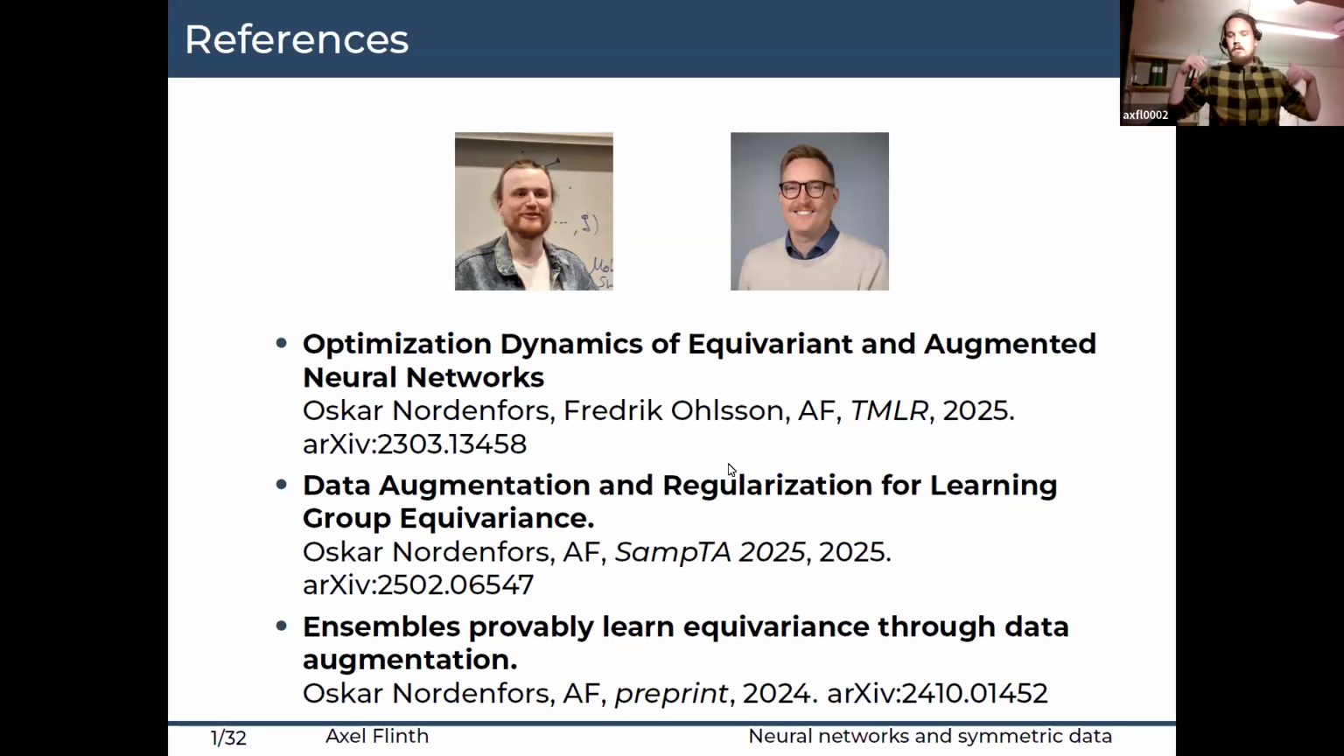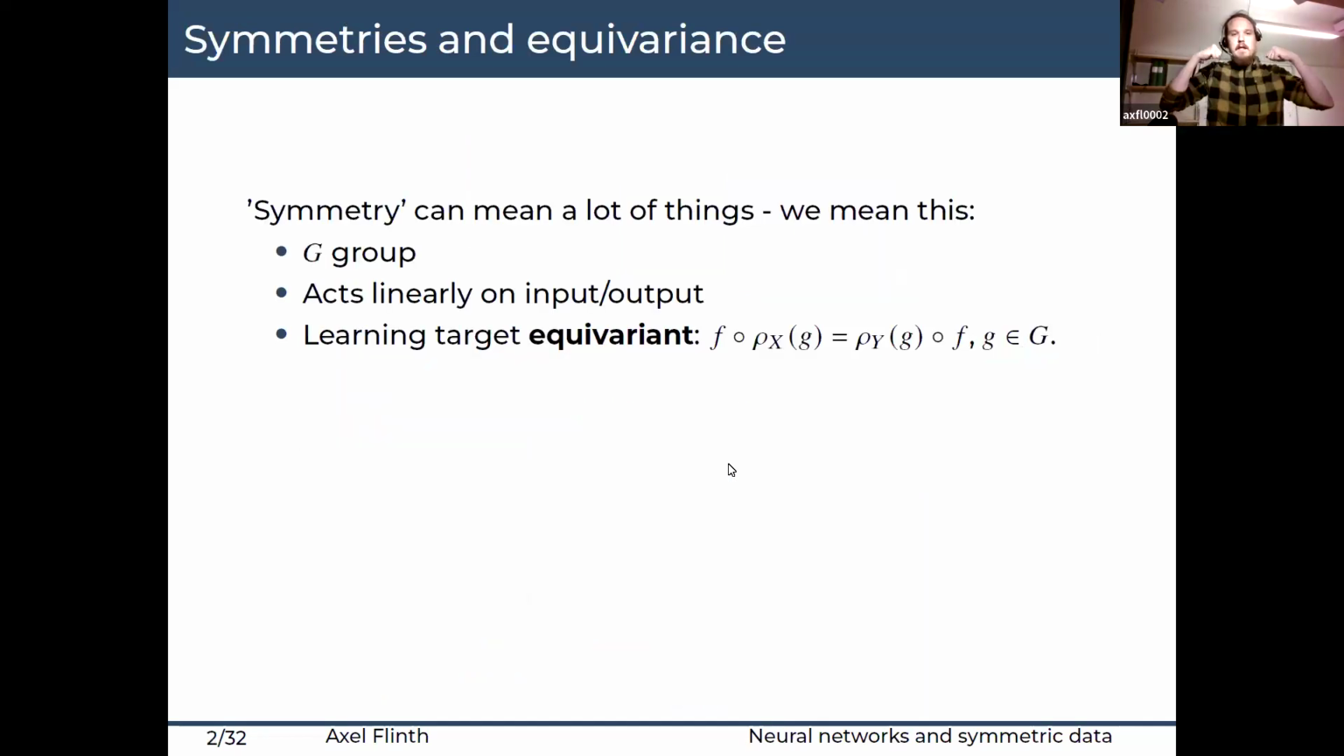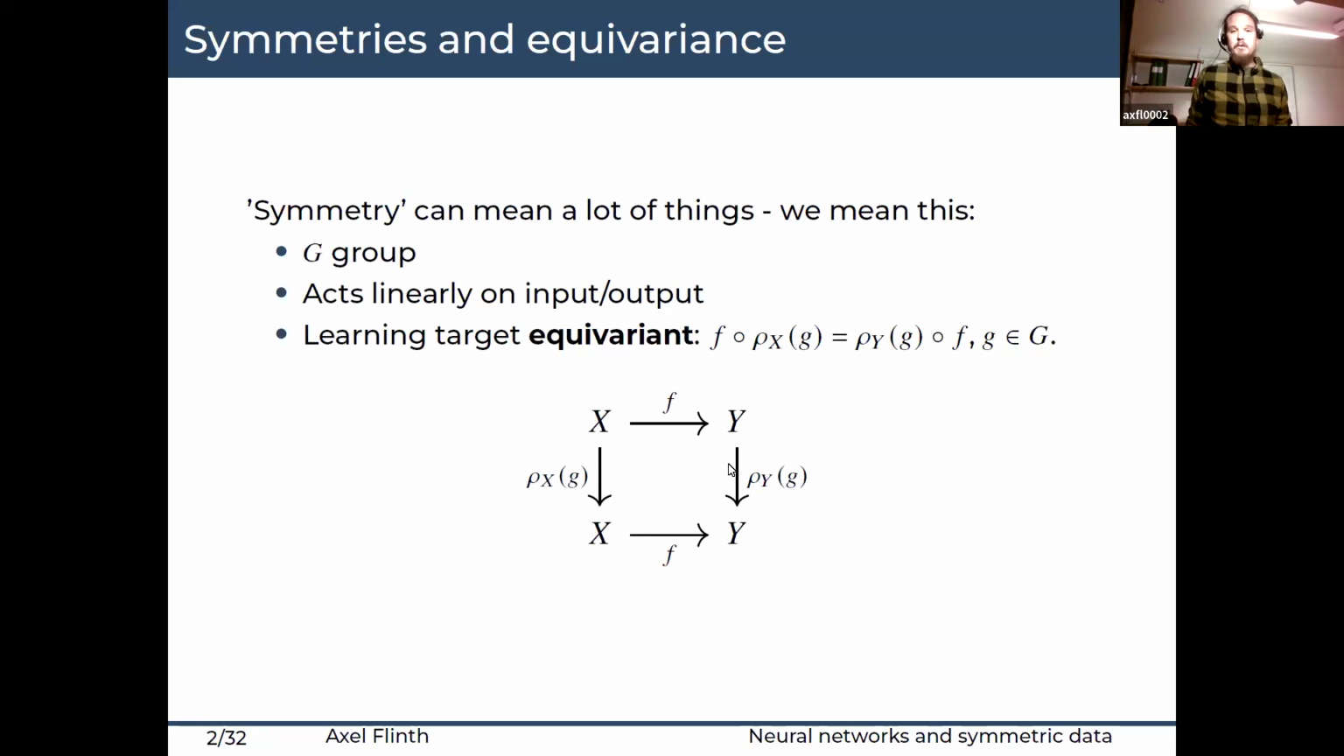When we talk about symmetries in neural networks, we can mean a lot of things. What I mean is the following. We imagine that we have a group G that acts through linear actions on the input and the output space. The symmetry in the data comes from the fact that the learning target, the function I'm trying to learn, is equivariant towards these actions. So first applying the group action and then the learning target should be the same as first applying the learning target and then the group action, for any group element G. So for any group element G, this diagram should commute.